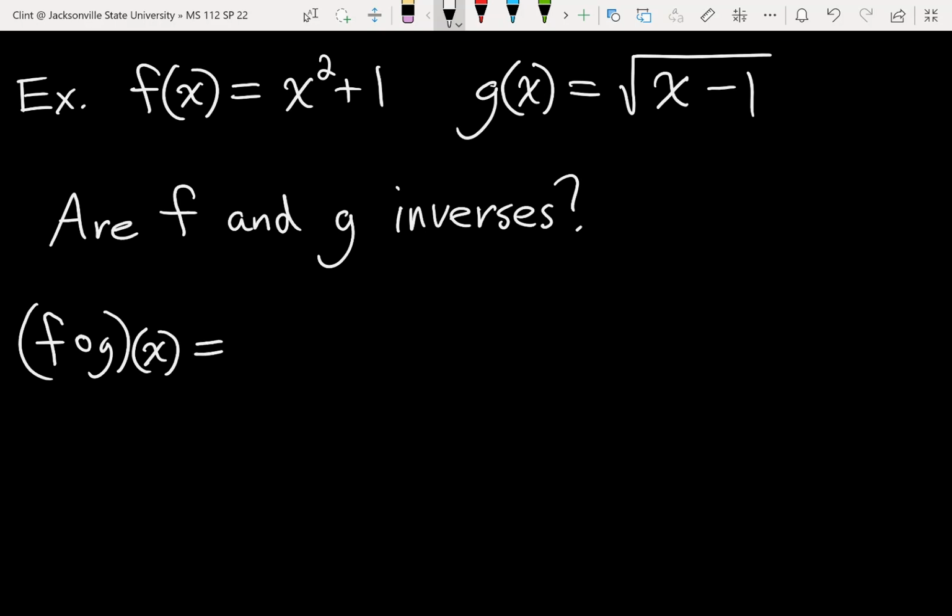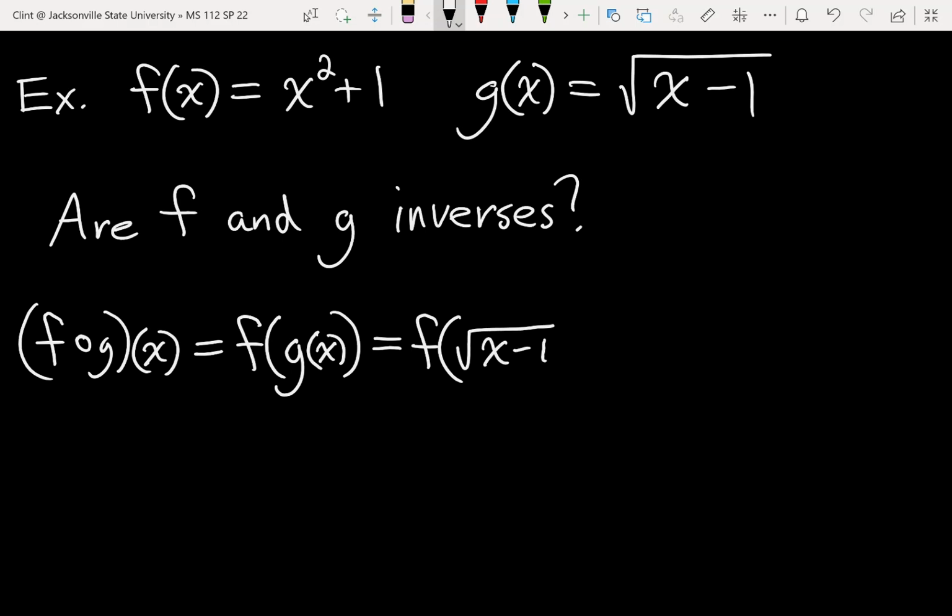So remember, on this one function is going to go inside of the other function. Which one's going to go on the inside this time? G. Yeah, g goes on the inside, the one closest to the x. So we want f of g of x. f of x is x squared plus 1. g of x is square root of x minus 1. So if we plug that in the place of x in our function f, we'll have the square root of x minus 1, squared, plus 1.